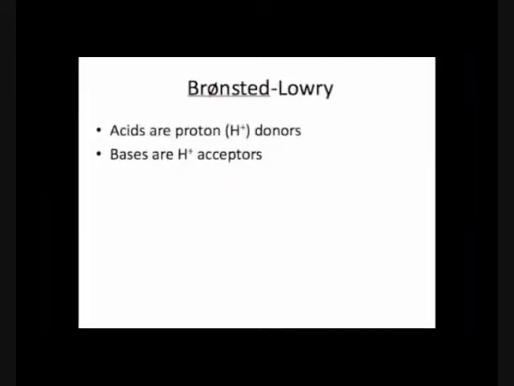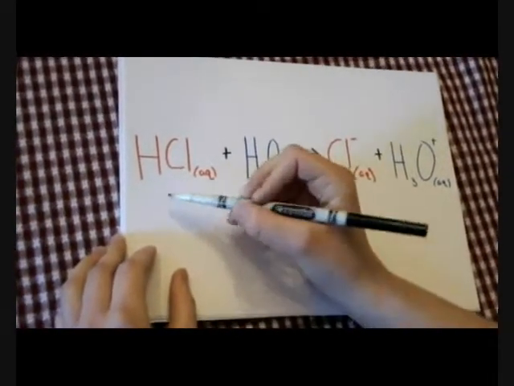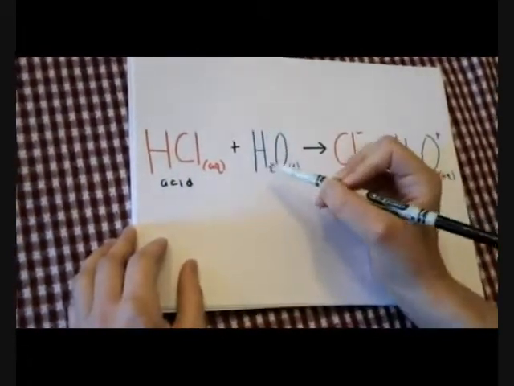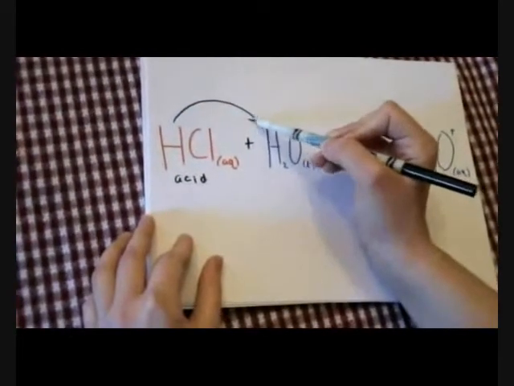In the Bronsted-Lowry category of acids and bases, which is considered the second most diverse category, acids are considered the proton donors and bases are considered the proton acceptors. Okay. In this equation, HCl is the acid. It's a strong acid. And it is the acid because it donates its hydrogen or H plus ion to water.